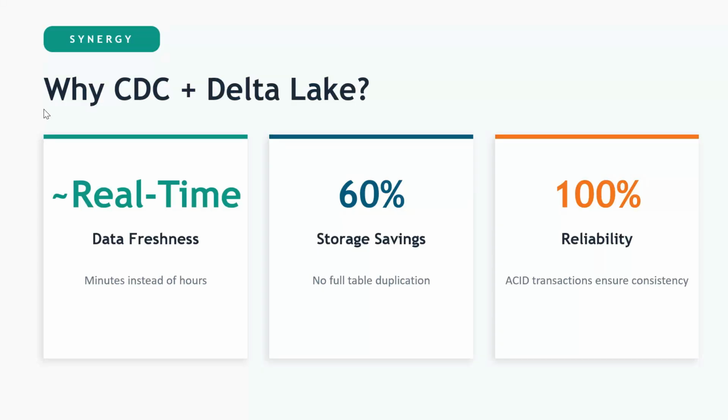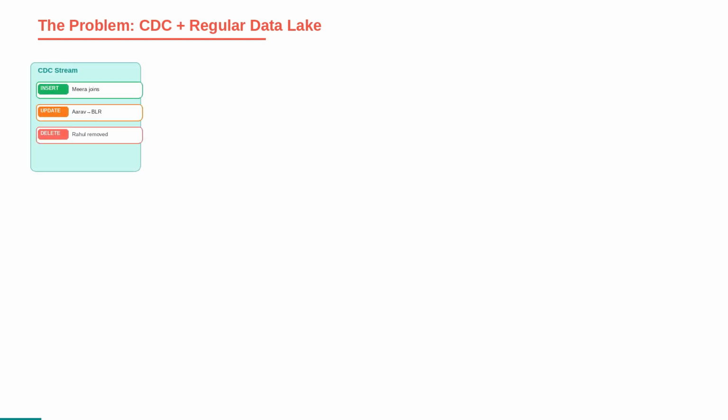So here is where it gets really interesting. Why do CDC and Delta Lake work so well together? So think about it. CDC gives you a stream of changes, that is insert, update, deletes. But where do you land those changes? If you land them in a regular data lake, you are in trouble.